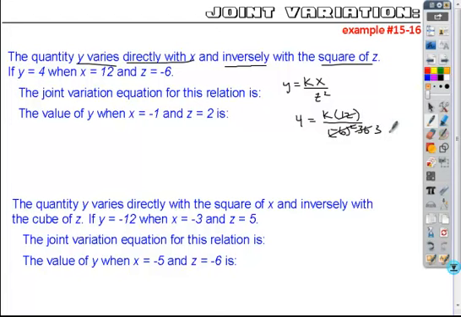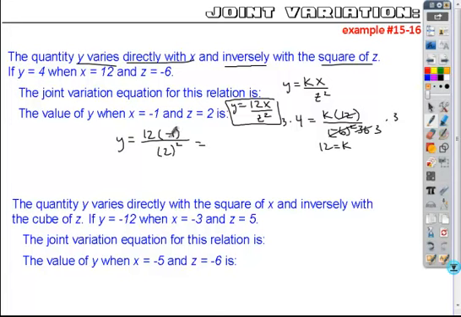Negative 6 squared is 36. 12 goes into 36 3 times. Multiply both sides by 3. So I get my k value to be 12. I can write my equation y equals 12x over z squared. So there's my equation. And then I can substitute in. When I evaluate this, I get x is negative 1, my z is 2. And so I get 2 squared is 4. 4 goes into 12 3 times, the negative 1, I get a negative 3.